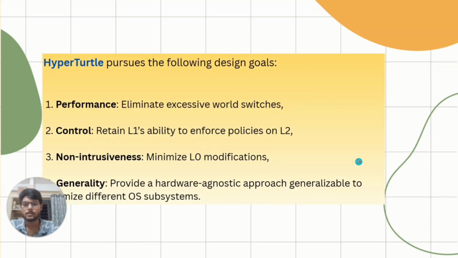HyperTurtle was built with four main design goals in mind. First, performance, to eliminate excessive world switches. Second, control, so that L1 can still enforce its policies on L2. Third, non-intrusiveness, meaning we aim to minimize modification to L0. And fourth, generality, so that the approach can be applied to various OS subsystems, not just one.